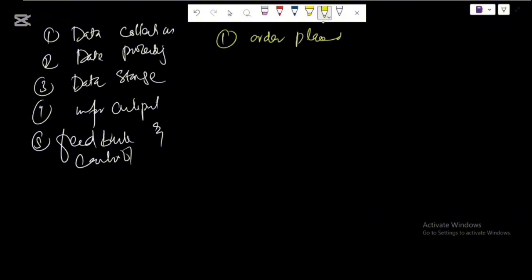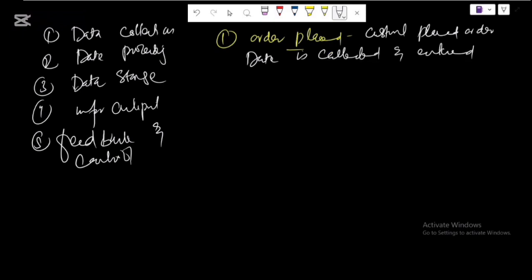First you order placed, and by this we mean that a customer places an order online. So when the customer places the order, it means that the data is collected and entered into the accounting system. Clear?